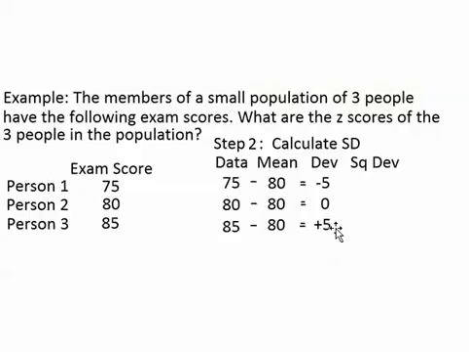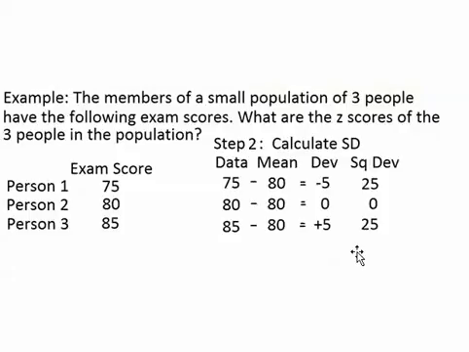Now we have to square each deviation, meaning we have to multiply each deviation by itself. So -5 times -5 is 25. 0 times 0 is 0. 5 times 5 is 25.